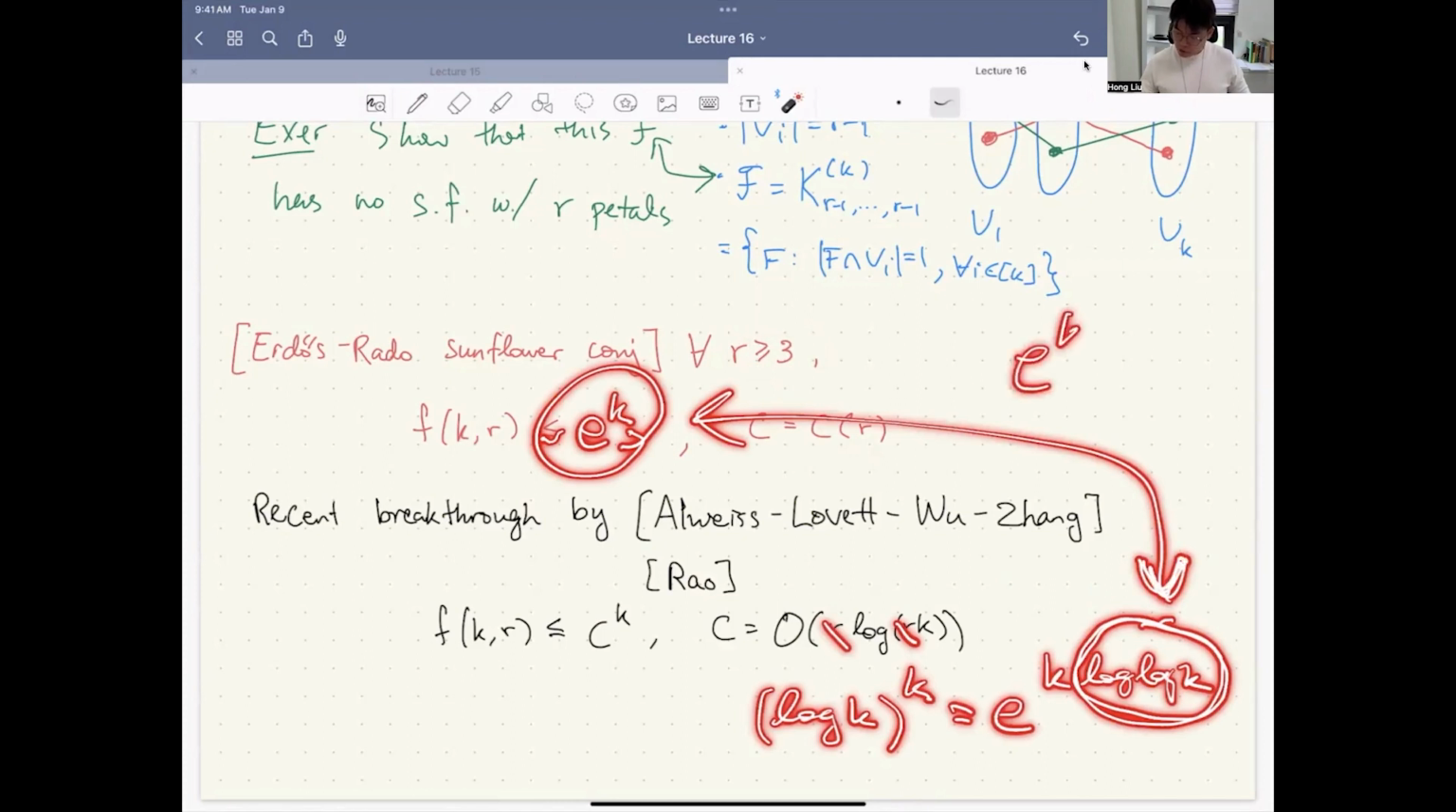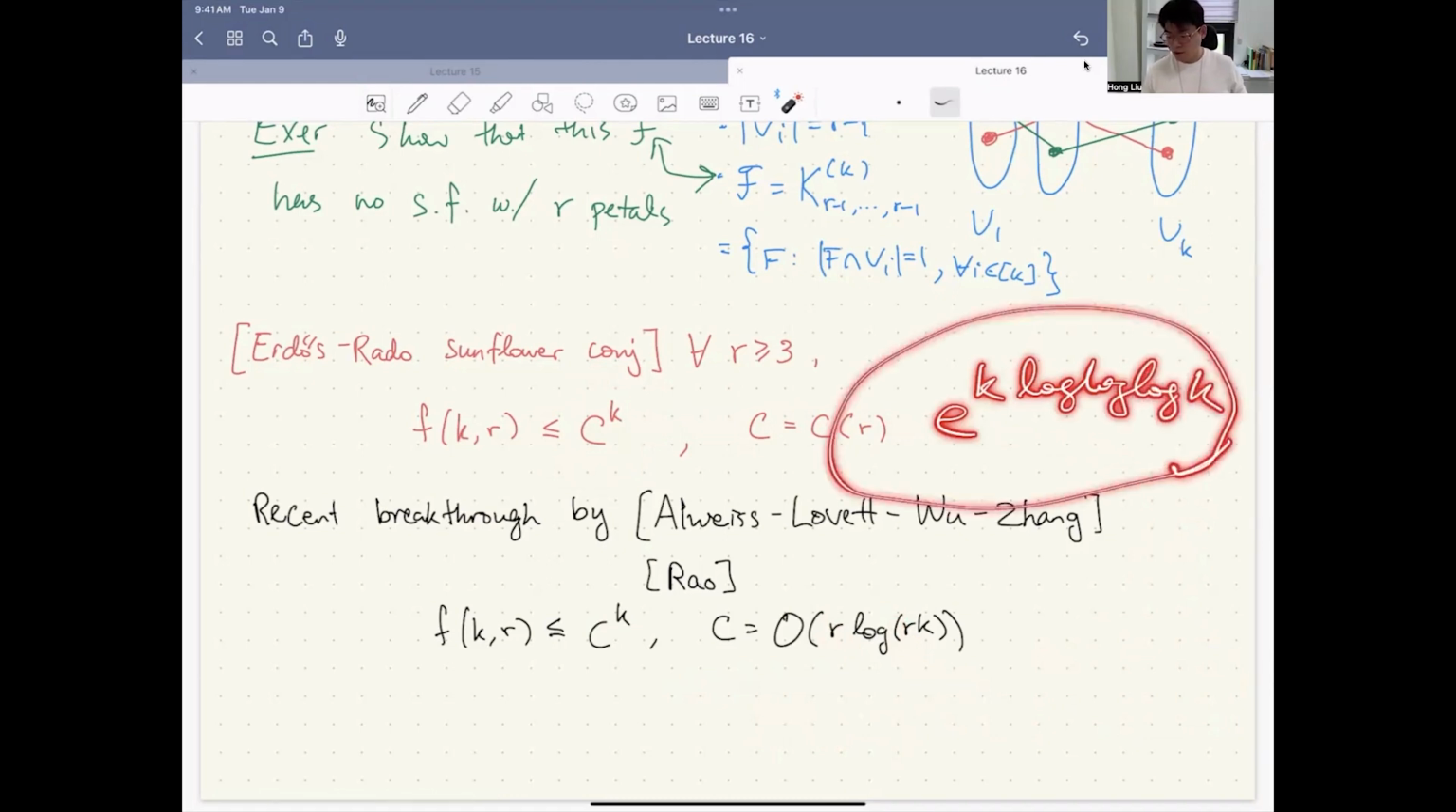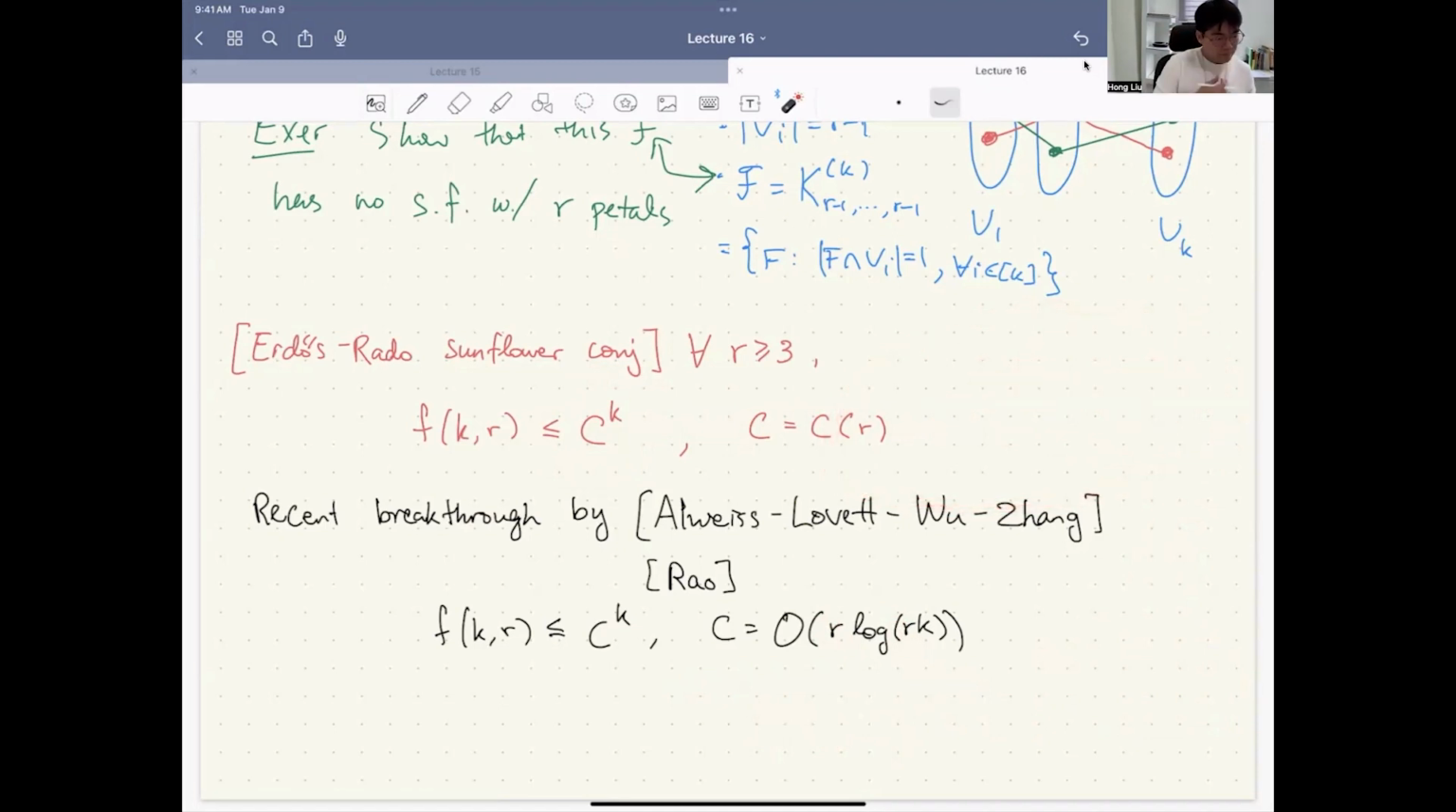Before, the factorial bound of Erdős and Rado looks something like this, right? So they improve it like this. Further improving this bound will be very interesting. If you can prove something like K log K, I think it will be a very substantial result. That's all I want to say about this.